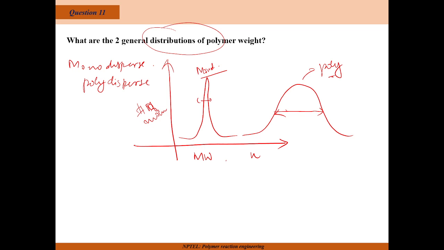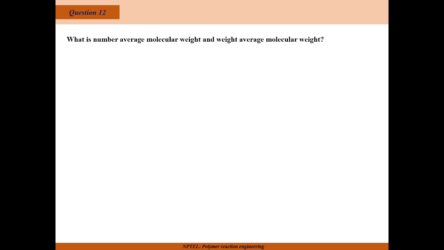Okay, that's it. Is this clear? Okay then, now we have to talk about what the number average molecular weight and weight average molecular weight are. There are two kinds of averaging that we talk about. One is the number average molecular weight and the other one is the weight average molecular weight. So what are these two?